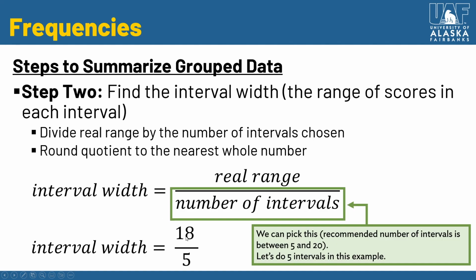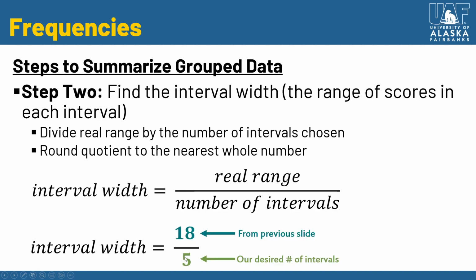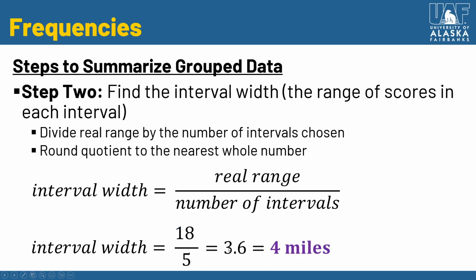And so our real range we said was 18, and 5 is going to be our desired number of intervals, right? So pull that from our previous calculation, divide by however many intervals we want. We get 3.6, so then we fulfilled that step. Now we need to round the quotient to 4, so 4 miles. That is the width of our interval.